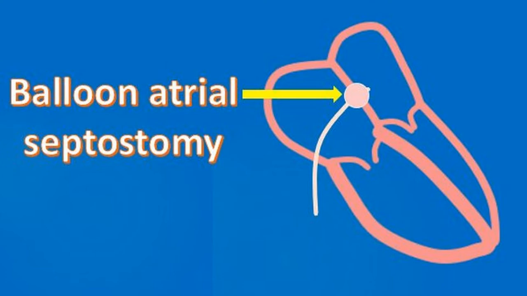So, survival is impossible unless there is good mixing by a defect in the walls separating two sides of the heart. Best form of mixing can occur if there is a defect in the wall between the upper chambers, atrial septal defect. In those with poor mixing, a defect in the atrial septum is created in the early period of life by a procedure known as balloon atrial septostomy to improve survival. Corrective surgery is done later when the condition of the baby permits.